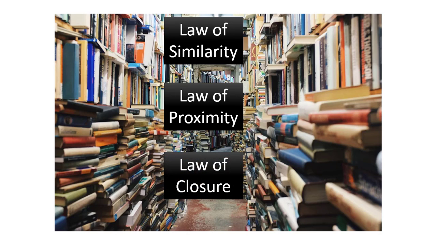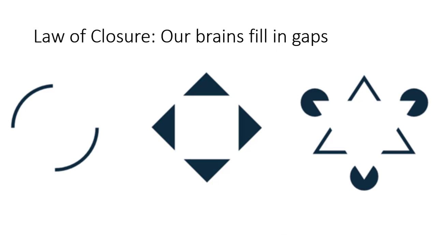And then finally, there's the law of closure. And this is kind of an interesting one. The law of closure basically says that we tend to look at objects that have closure to them, that are complete in some graphical way, as being more stable versus objects that have gaps in them. So let's take a look at an example here to see what that means. Here are some graphical objects that have gaps.